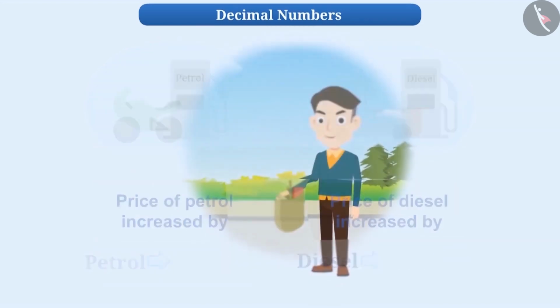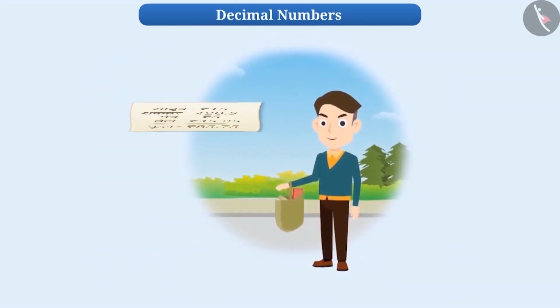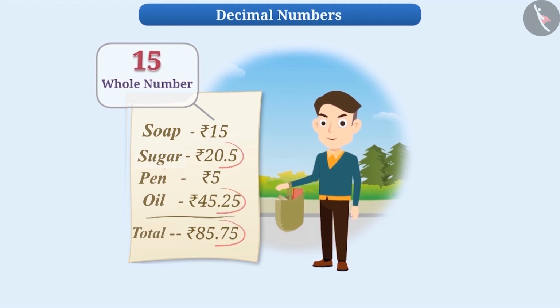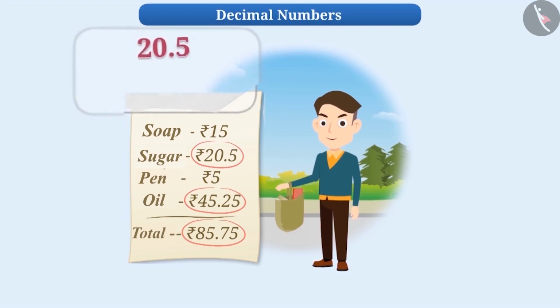Similarly, have you ever carefully observed the bill receipt when you purchase items from a shop? Are prices of items mentioned on it in whole numbers only? You must have seen a point being used in such numbers. We call it the decimal point.